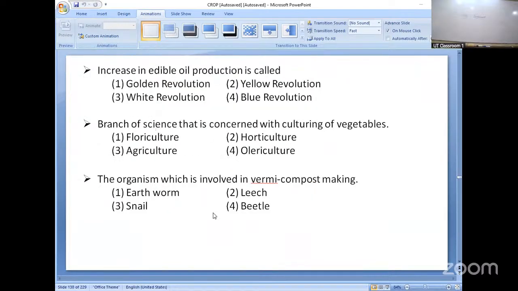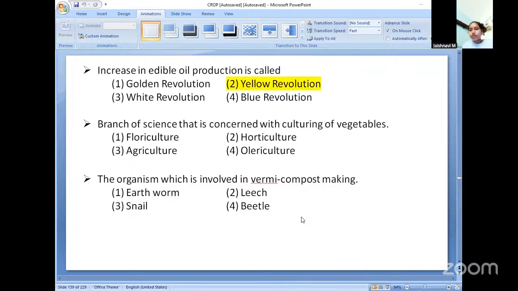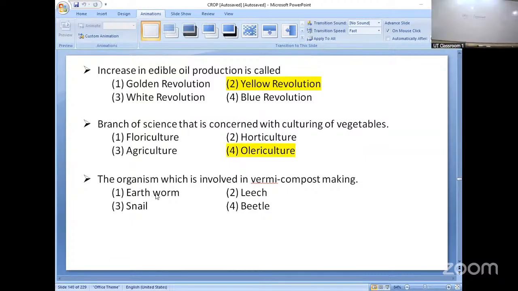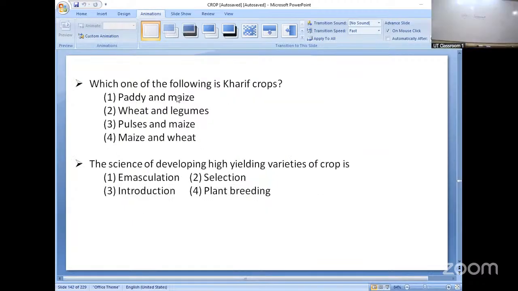Now let us come to the questions and answers. Increasing edible oil production is called the Yellow Revolution. Very good. The branch of science concerned with culturing of vegetables is horticulture. The organism involved in vermicompost making is the earthworm. Very good. Which one of the following is a kharif crop? Paddy or maize, wheat or legumes, pulses or maize, maize and wheat.